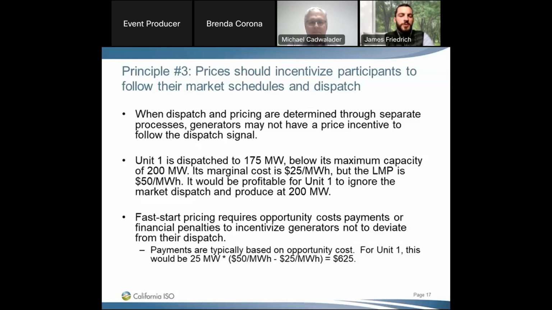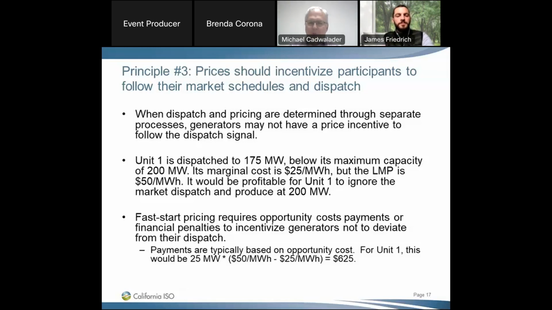So when you consider the $625 side payment, Unit 1 no longer has an incentive to deviate from their dispatch. So given that, I wanted to turn it to Mike and see if he can describe for us a bit how the New York ISO handles this sort of issue. So Mike, can you help us out?